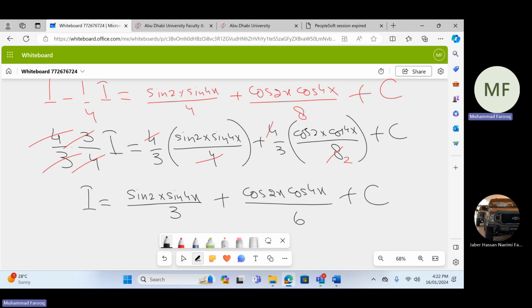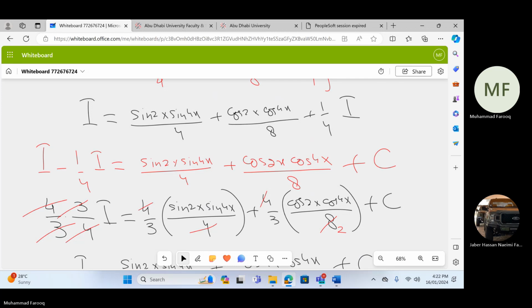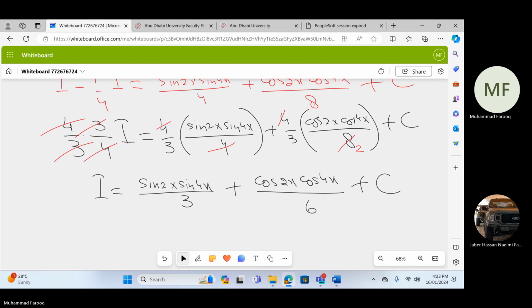6. How did we get 3 over 4? Because 1 minus 1 by 4. I should move 1 by 4 to this side. It comes like this: I is 1, here is 1 by 4. So 1 minus 1 by 4, 3 by 4. Then I want to cancel 3 by 4, so I multiply both sides by 4 by 3. So you get the idea of this?